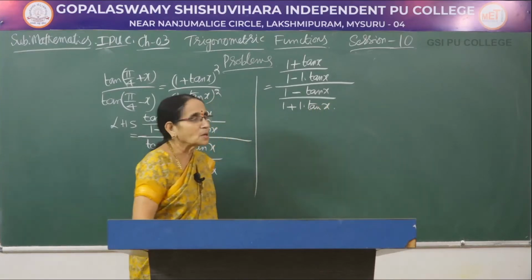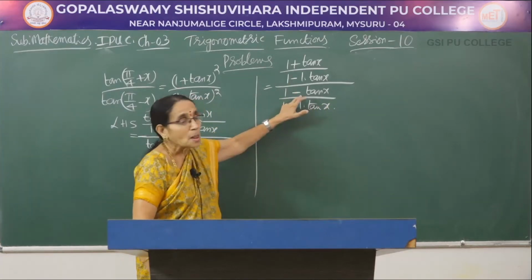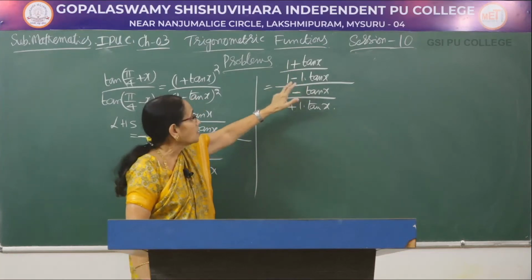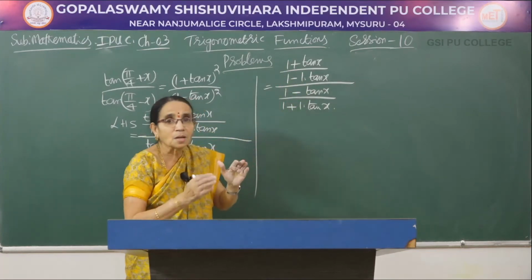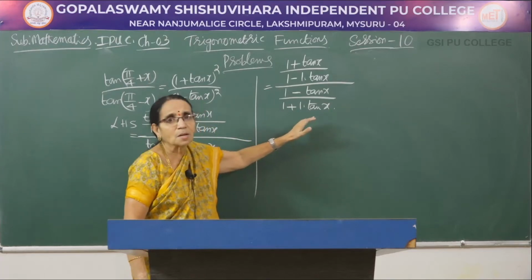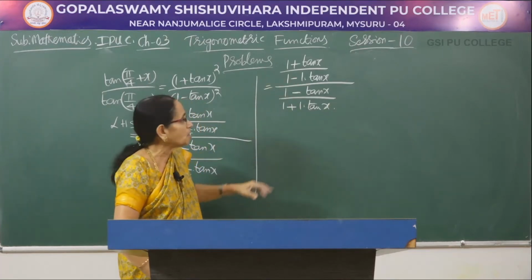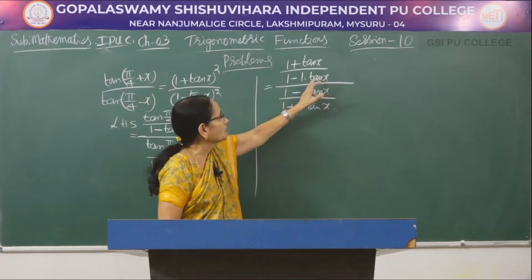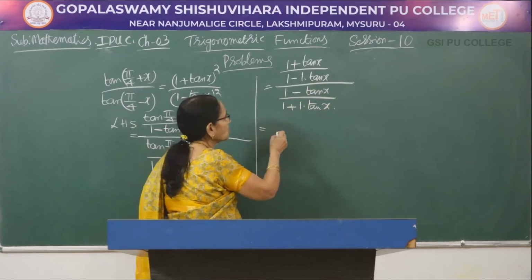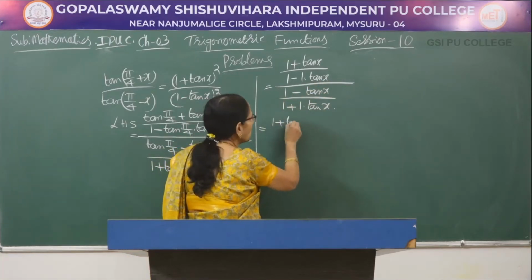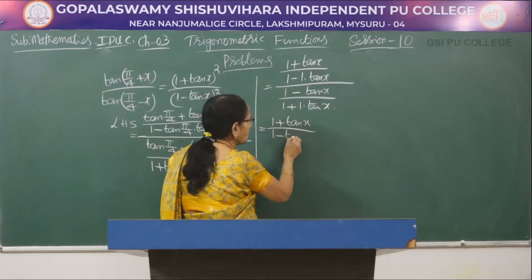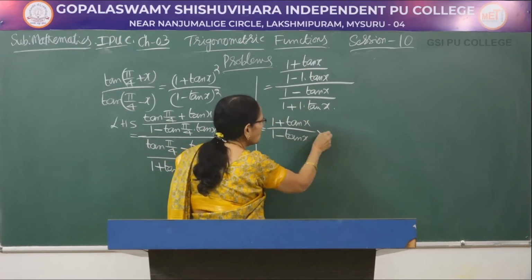Now, students have the tendency of cancelling these two, because one is in the numerator, the other is in the denominator. It is not so. Both of them come to the denominator position. This term, being the denominator of the denominator, goes to the numerator. Now, 1 into tan x you can write as tan x, here also the same thing. So, what I do is I write it as 1 plus tan x divided by, the numerator part I am writing, over 1 minus tan x.